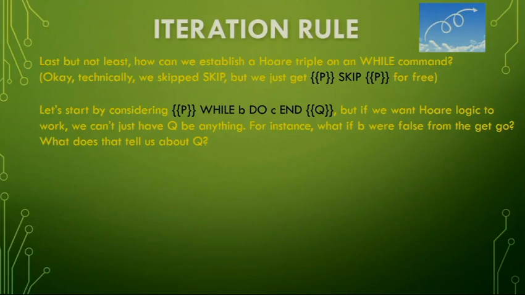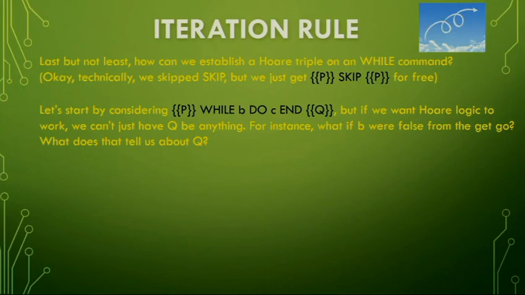Well, the problem is we're not going to be able to conclude just this. If we want the whole logic to actually represent program correctness, we're not going to be able to say, oh yeah, we have this, because Q can't just be anything. Let's think about why. What if B were to be false? What happens in a while loop if the Boolean you're looking at happens to be false? How many times does it execute C? Not at all, right? So therefore, nothing's going to happen here.